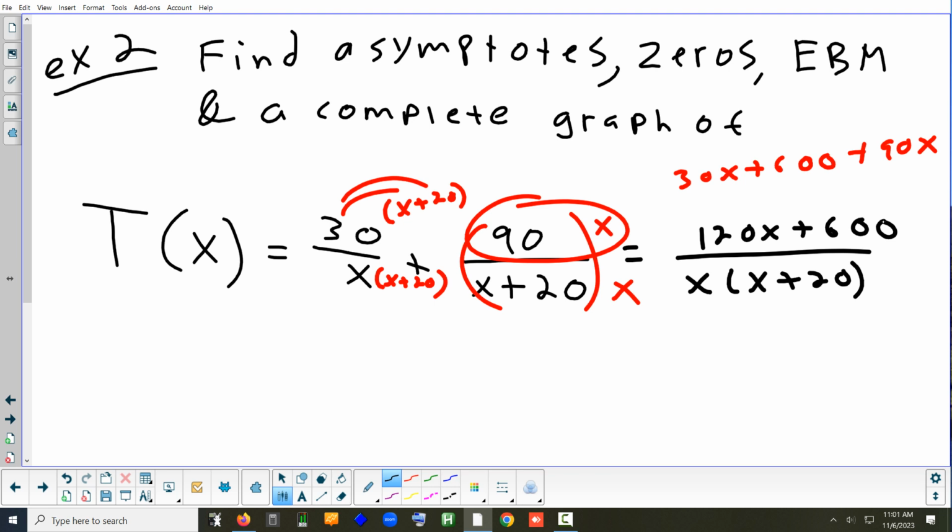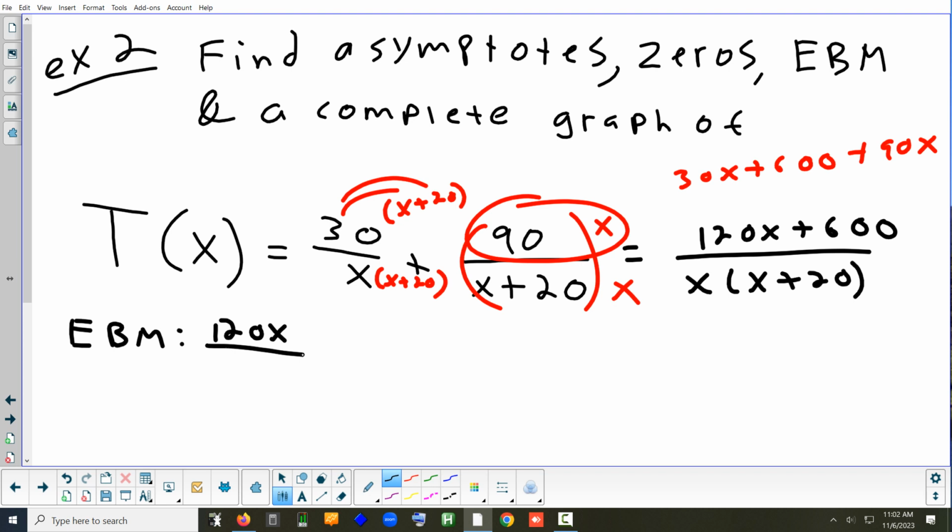Now you don't have to combine it to do everything. I could have done the asymptotes the way it was, but for the EDM it helps to combine it. You'll see why. So let's start with the EDM. What's the highest degree term in the top? Yeah, 120. The highest degree term is the 120x, which you couldn't really see till you combine them.